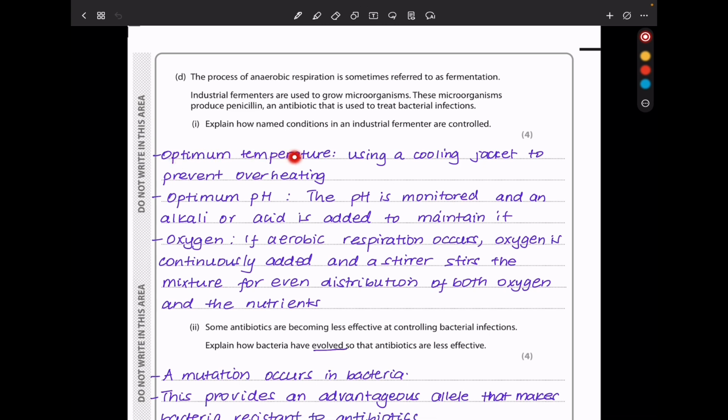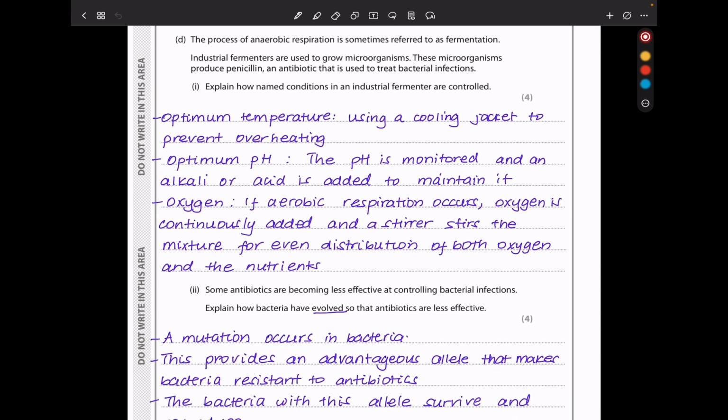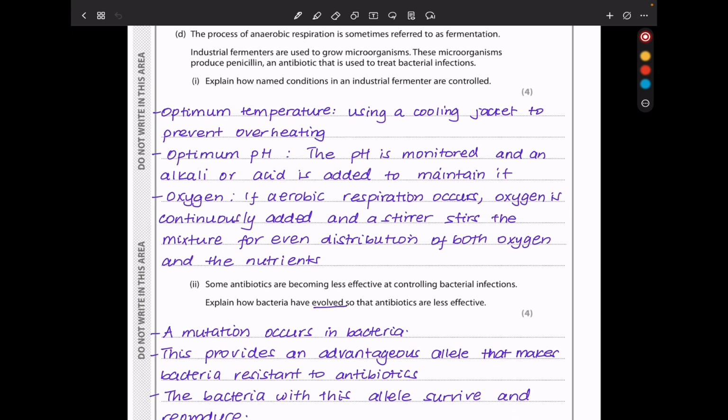So for the optimum temperature, we use a cooling jacket to prevent overheating. This ensures that the temperature does not go beyond the optimum because as respiration occurs, due to the microorganisms inside, heat is going to be released. The optimum pH is monitored and an alkali or acid is added in order to maintain it.